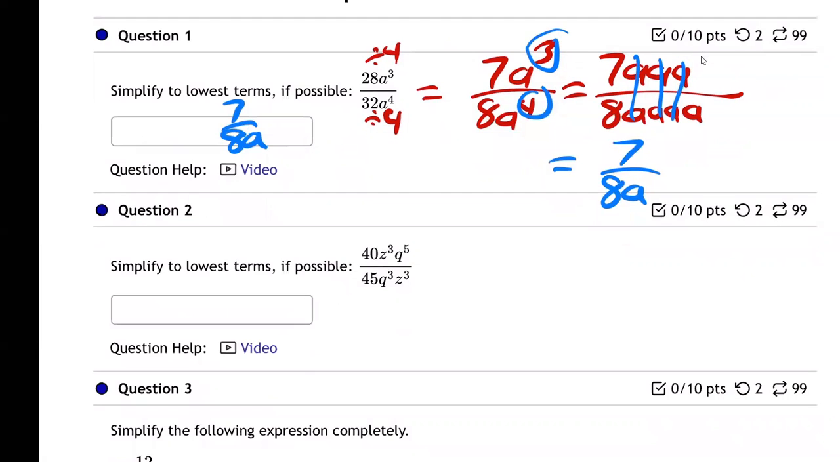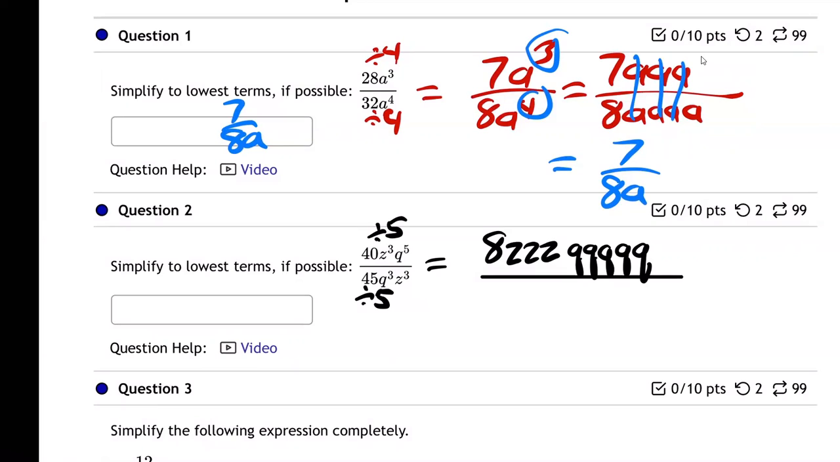So on number 2, it's super similar. But let's see, what is it? 5 goes into those numbers. So I'll divide top and bottom by 5. That'll leave 8. And I'm just going to write this out again. It's z to the 3rd. So that's 3 z's. And q to the 5th. That's 1, 2, 3, 4, 5 q's, right? Again, you don't have to do it this way, but I'm just being extra thorough.